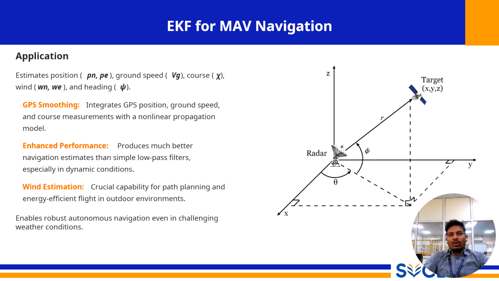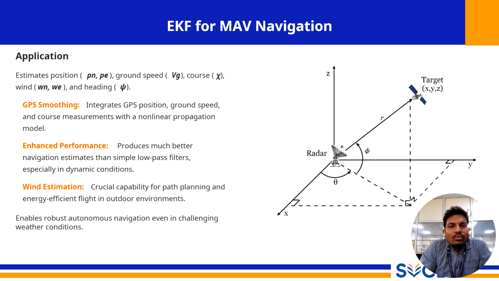The enhanced performance of this approach is significant. The EKF produces much better navigation estimates than a simple low pass filter, especially in dynamic missions. A simple filter on the GPS would be sluggish and lag behind the drone's actual movement, whereas the EKF's prediction model allows it to generate a much more responsive and accurate estimate during maneuvers.